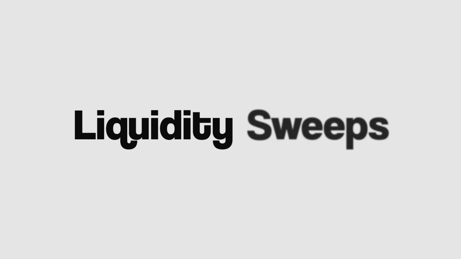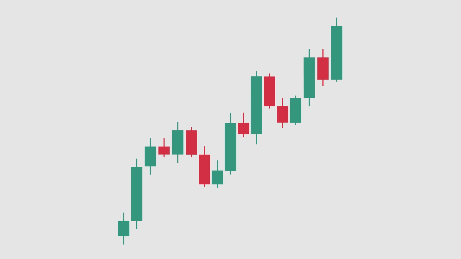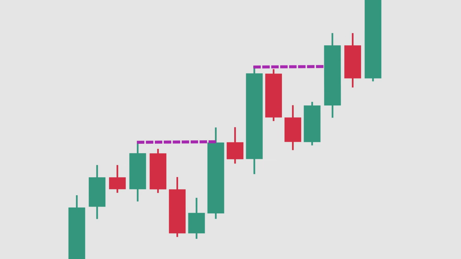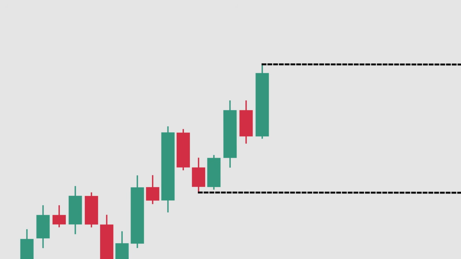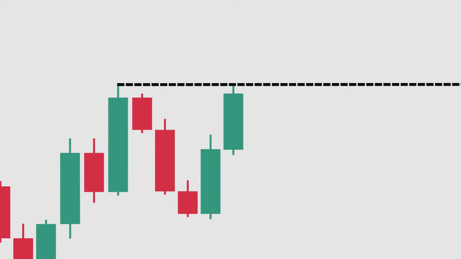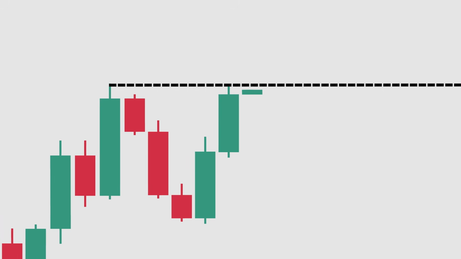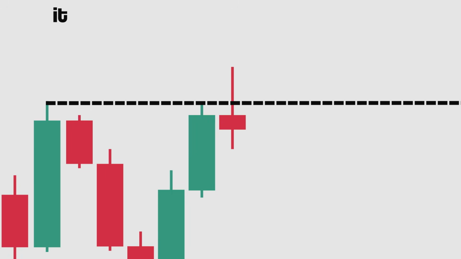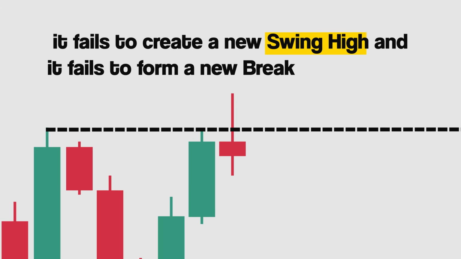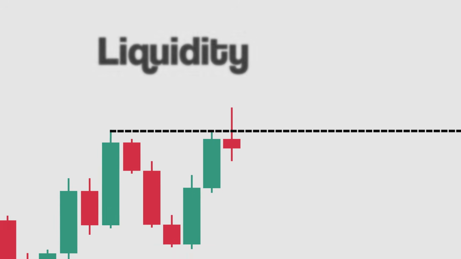Now let's move to liquidity sweeps. On this example, the trend is bullish because price has been creating multiple breaks of structure to the upside. And we also have our external range liquidity marked at the previous high. But this time, when price moves up into that level, something different happens. Price prints a large wick above the previous high, and then it closes back below the level. So it fails to create a new swing high, and it fails to form a new break of structure. And this is a classic sign of a liquidity sweep.